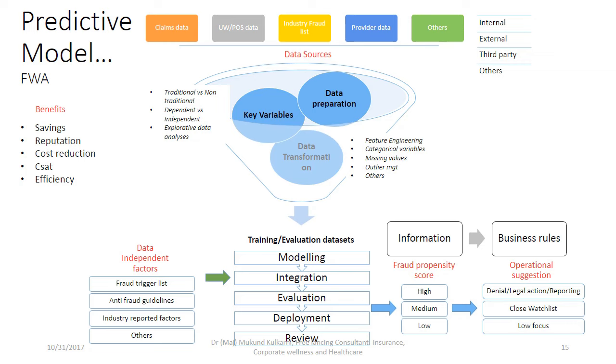So that's about the predictive model for fraud, waste and abuse, and it's not specific only to life insurance. This can be applied anywhere, and the only things that change as per the domain where it is applied are the data source, the data independent factors, and the way you convert information into business rules.